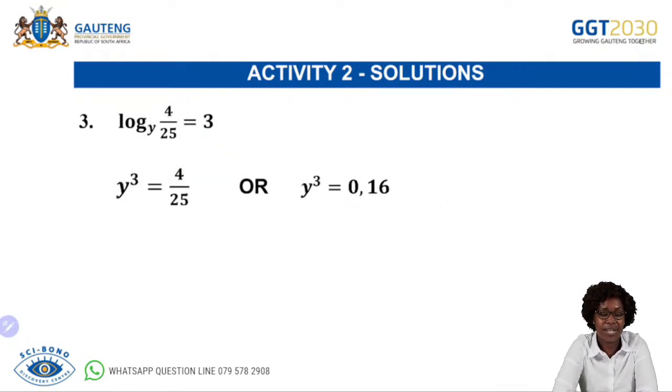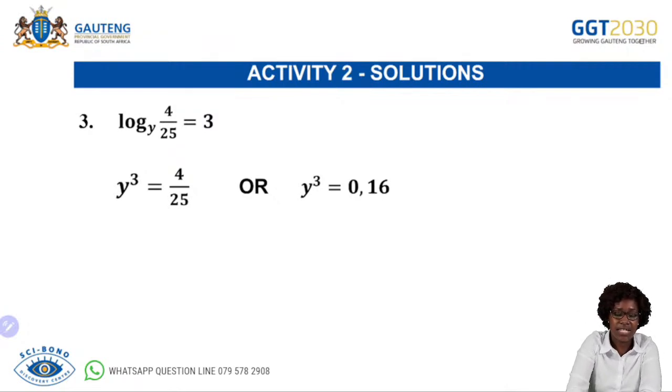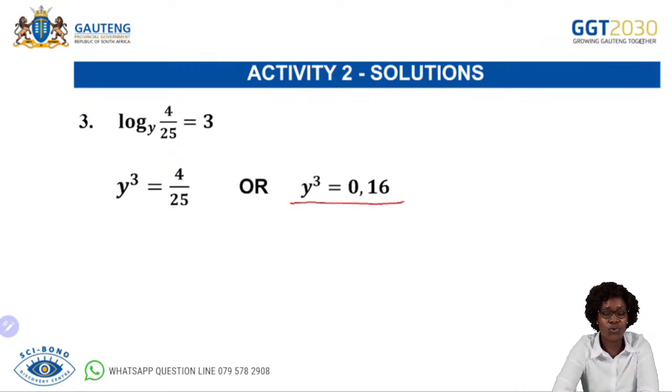Here we have a variable, grade 11s. Please do not panic when you see letters, because most of you, I'm sure, do that when they see letters. Just make sure that you apply the rules that you have learned. The next solution is y raised to the power of 3 equal to 4/25. Similarly, like I indicated before, you can change the fraction to a decimal. So 4 divided by 25 as a decimal becomes 0.16. That is the reason why you see that our other solution, which you could have given, is y raised to the power of 3 is equal to 0.16.